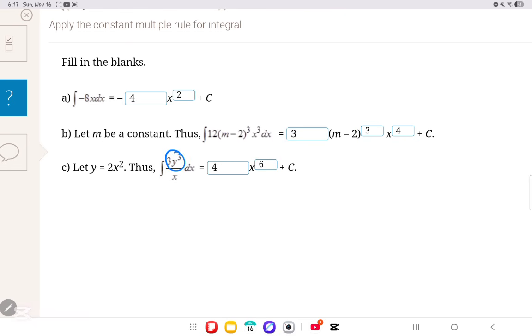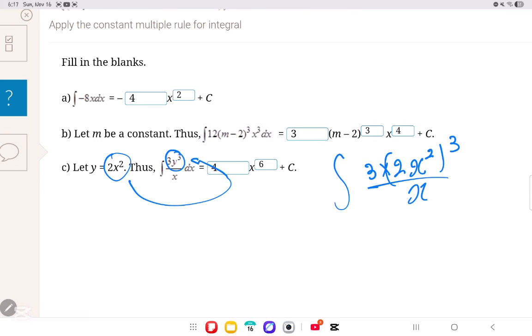Integration of 3y squared over x. Integration of 3 times (2x squared) all cubed, over x. So what did I do? I substituted 2x squared here, right? So integration of 3 times 2 cubed, which is 8, so 3 times 8x to the power of 6. What's 3 times 8? That's 24. 24x to the power of 6 over x. I will remove this, and this will be x to the power of 5.